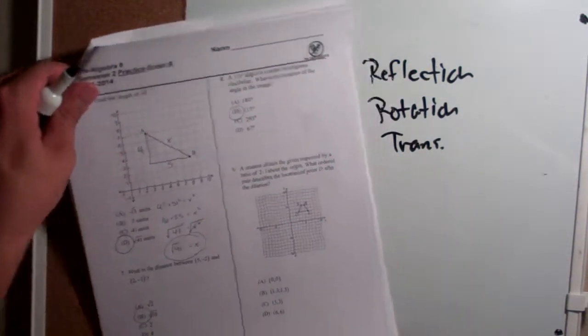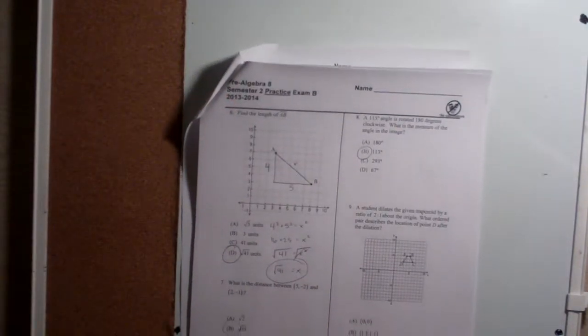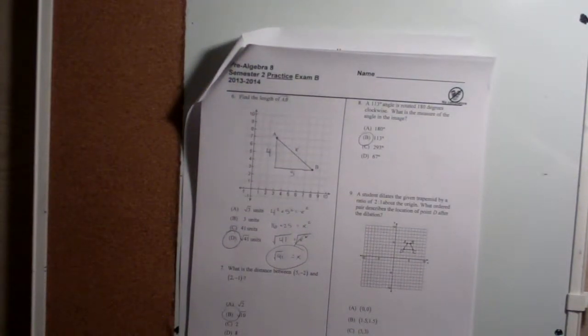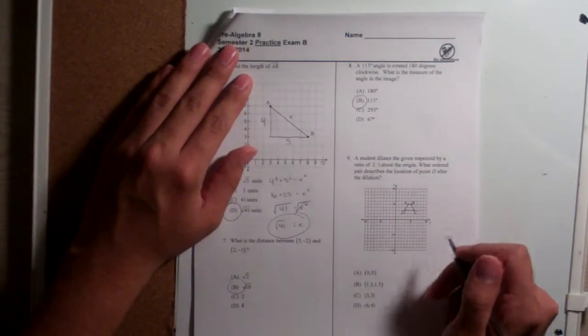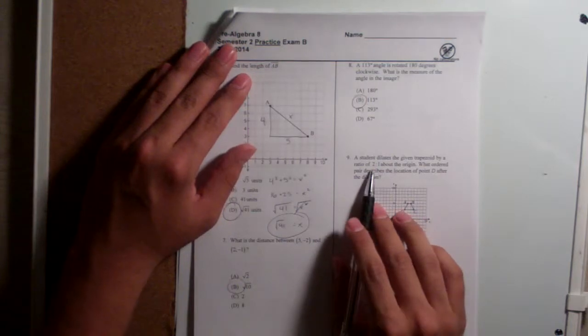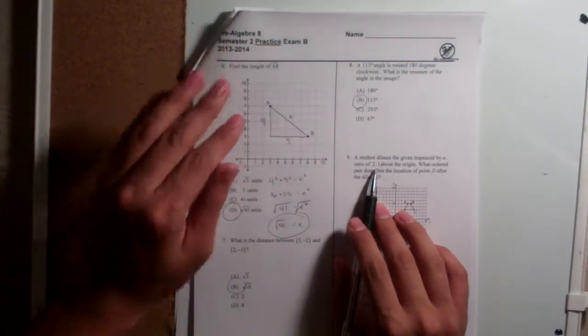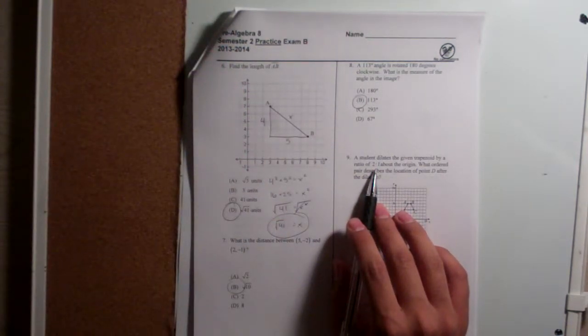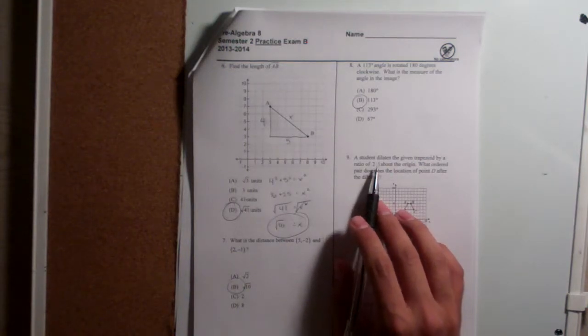Alright, for number 9. Number 9 says, a student dilates the given trapezoid by a ratio of 2 to 1 about the origin. What ordered pair describes the location of D after the dilation? So we want to look at coordinate D. D is at the coordinates 3, 3. We have a scale factor. It says from 2 to 1. Now, is this an enlargement or reduction? We're saying every 2 units is now 1 unit.